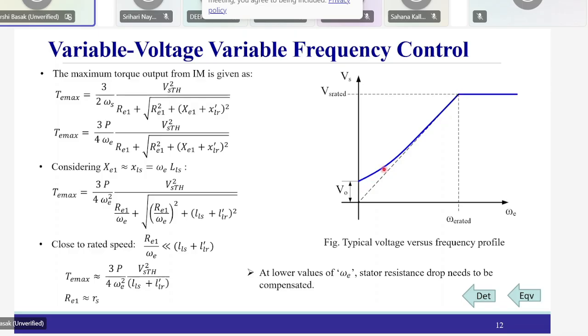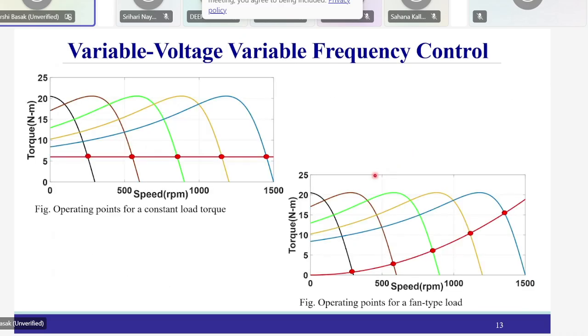Before that, there will be some kind of voltage boost. This is the linear characteristic, and then some kind of shift will be there to compensate for the stator resistance drop. So this is given here. Now, if you do so, then by adjusting the voltage boost, you can actually get some benefit out of it.